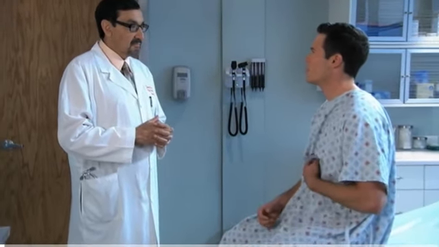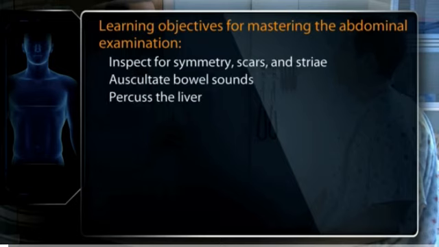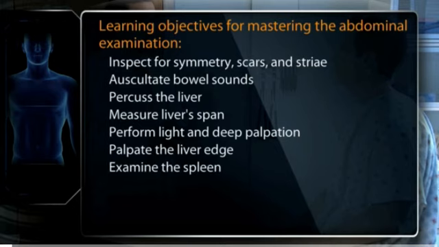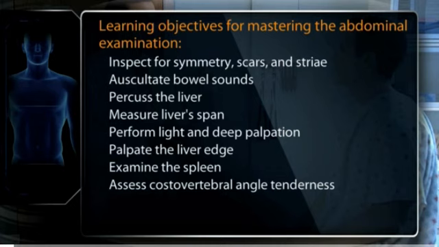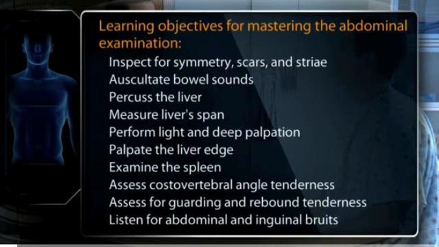Your learning objectives for mastering the abdomen examination are to inspect for symmetry, scars, and striae, to auscultate bowel sounds, percuss the liver, and measure its span. You will perform light and deep palpation of the abdomen and palpate the liver edge. You will examine the spleen and assess costovertebral angle tenderness. You should be skilled at assessing for guarding and rebound tenderness, and be able to listen for and identify abdominal and inguinal bruits.